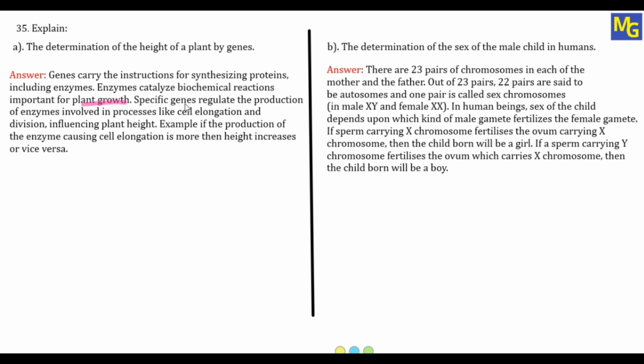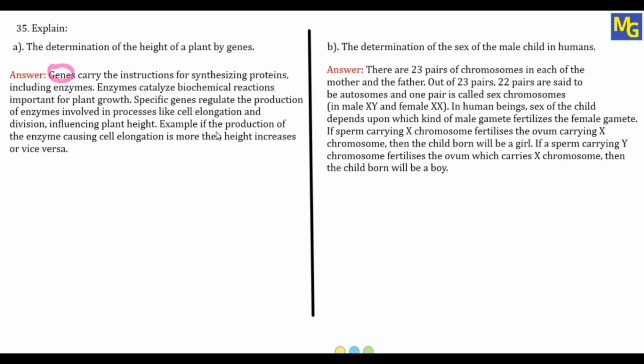A specific gene will regulate a specific enzyme, and with the help of this enzyme a specific process will take place. So if you want to see the plant growth or the plant height, if you want to increase, then there should be cell elongation or cell division. For this cell elongation and cell division, we require a specific enzyme that will be synthesized with the help of a specific gene. So these all are connected with each other.